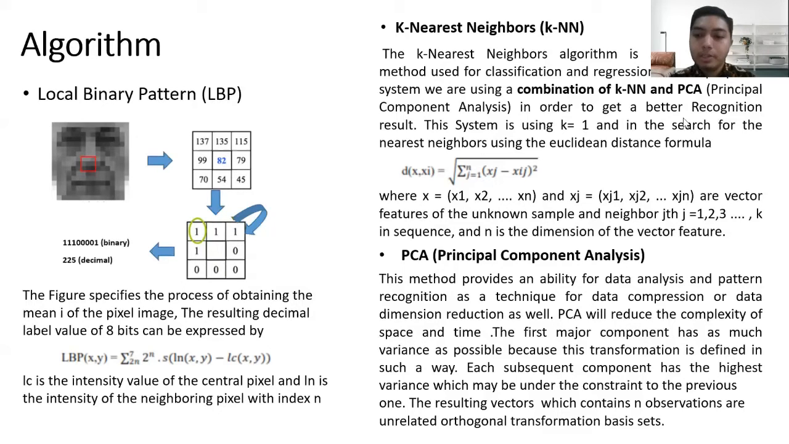So the first principal component has as much variance as possible because this transformation is defined in such a way. Each subsequent component has the highest variance, which may be under the constraint of being orthogonal to the previous one. The resulting vectors, which contain observations, are an uncorrelated orthogonal basis set.